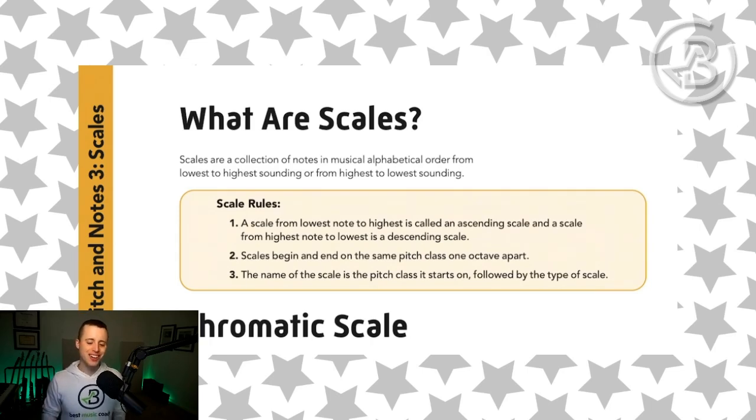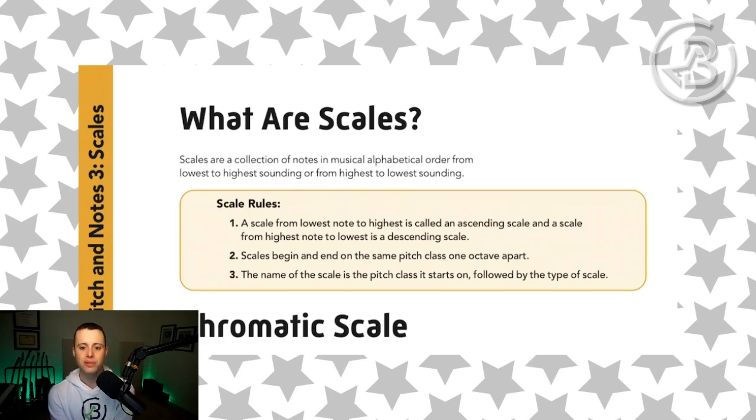Welcome to Pitch and Notes 3, where we're going to talk about scales. Buckle in. This is going to be a long chapter, and you are going to learn so many cool, awesome, amazing music theory things. So first, let's describe and understand what a scale is. Scales are a collection of notes in musical alphabetical order, from lowest to highest or from highest to lowest sounding. Scale rules: #1, a scale from lowest note to highest is called an ascending scale, and a scale from highest note to lowest is a descending scale.